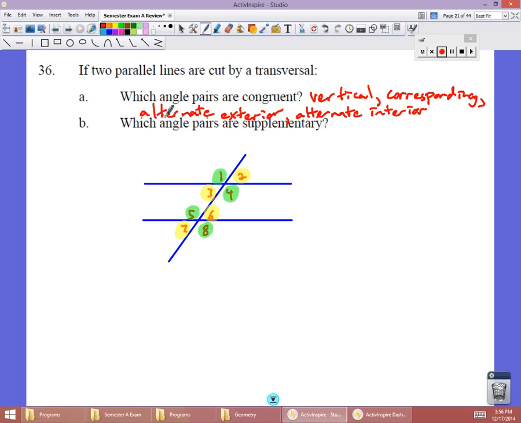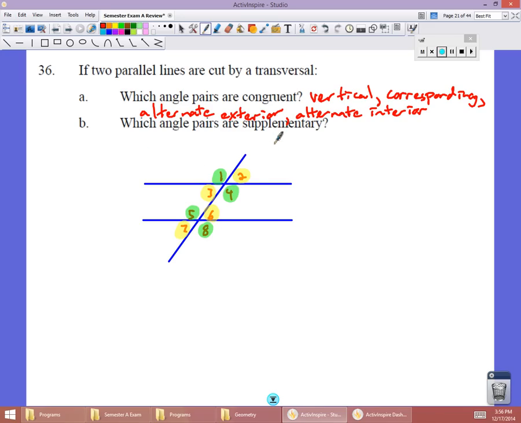All right, let's take a look at B. Which angle pairs are supplementary? So again, supplementary means they add up to 180 degrees. So 1 and 2, going back real quick to A, I'm sorry. The yellow angles also make up the same type of angles. So like 2 and 3 are vertical angles, so they're congruent. 2 and 6 are corresponding angles. 2 and 7 are alternate exterior. 3 and 6 are alternate interior. So you have the same types of angles, whether you're looking at the green or the yellow.